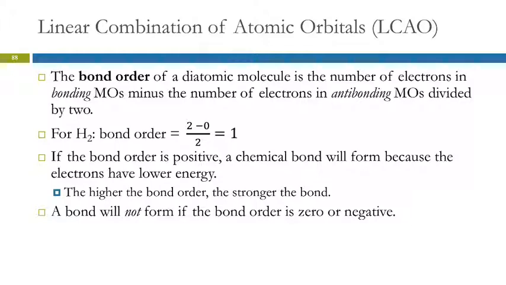If that bond order is positive, a chemical bond will form, because that means there are more electrons in the bonding than in the anti-bonding orbitals, and so overall it'll have lower energy. A higher bond order indicates a stronger bond. And if the bond order is 0 or negative, it means that a bond will not form. So we can use bond order to predict whether bonds will form.